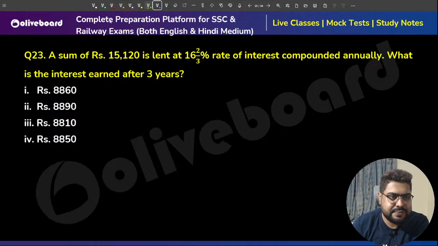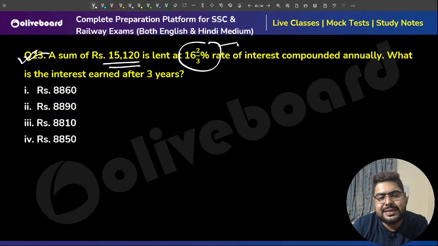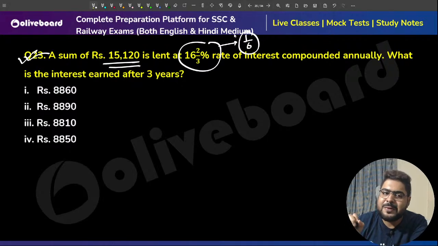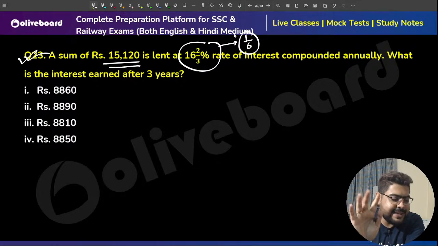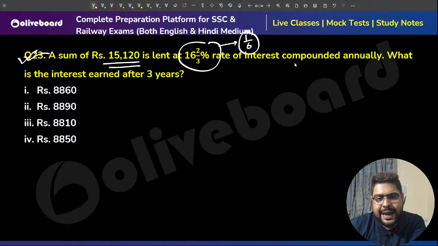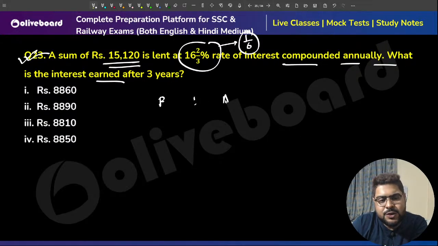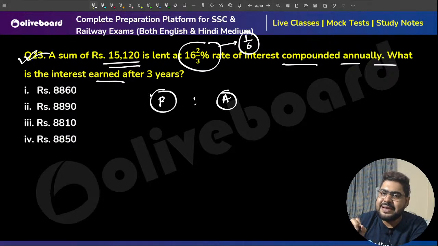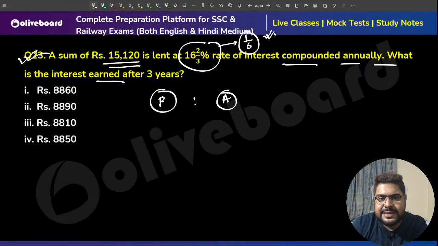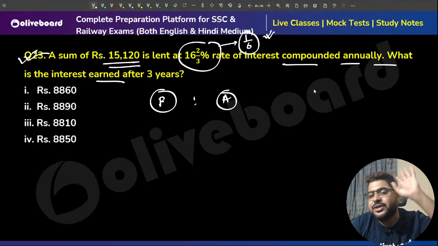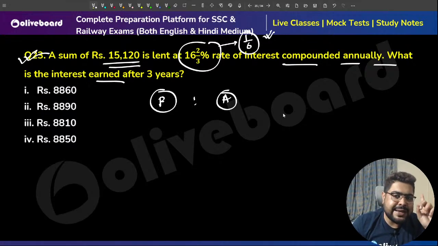Next: a sum of money amounts to 16 whole 2 by 3 times itself. It is very simple. This is 1 by 6, the rate of interest compounded annually. Always take the ratio of principal to amount. Sir, 1 by 6 is the interest.